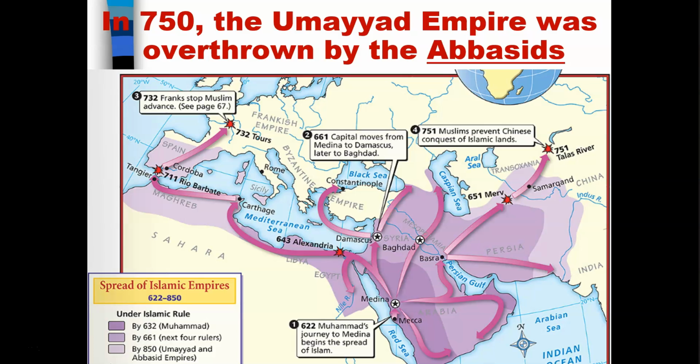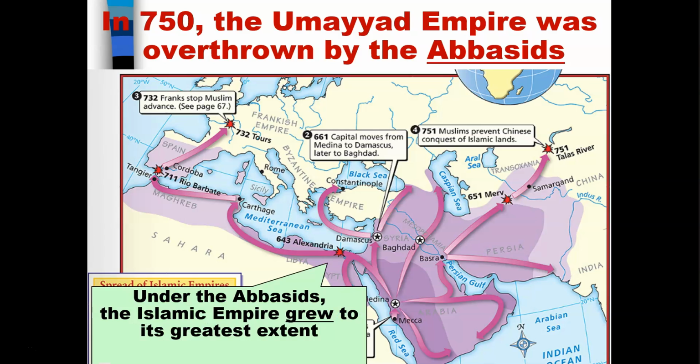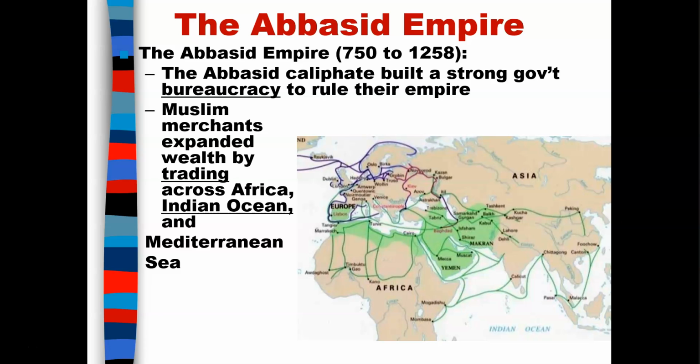And we looked at this map also in the previous presentation. You see the expansion of Islam as they develop this massive Islamic empire. Under the Abbasid, the Islamic empire grew to its greatest extent. The Abbasid Empire went from about 750 to about 1258. The Abbasid Caliphate built a strong government bureaucracy to rule their empire.